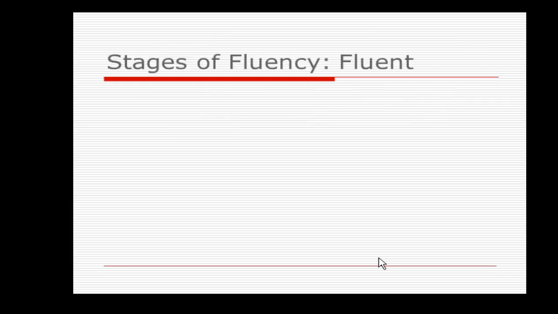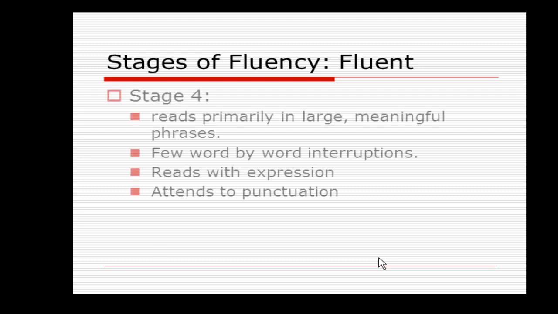Finally, the goal, stage 4, is the fluent reader. The fluent reader reads primarily in large, meaningful phrases. There are very few word-by-word interruptions where they're reading word by word. They read with expression and they pay attention to the punctuation.